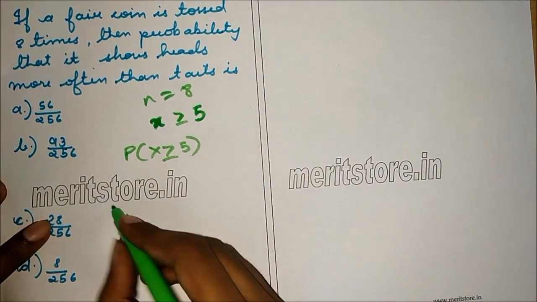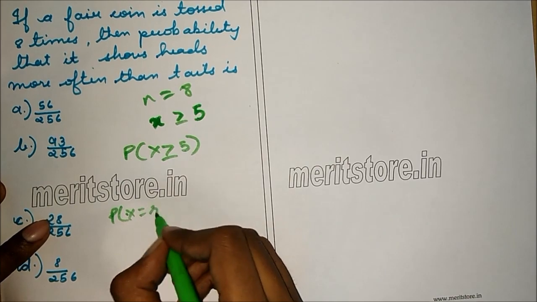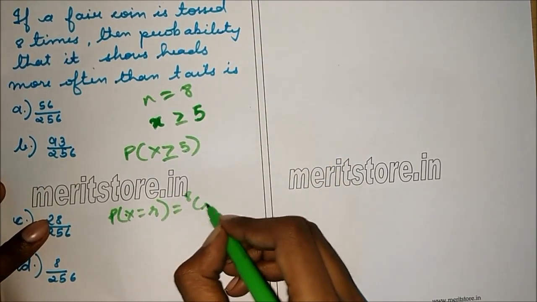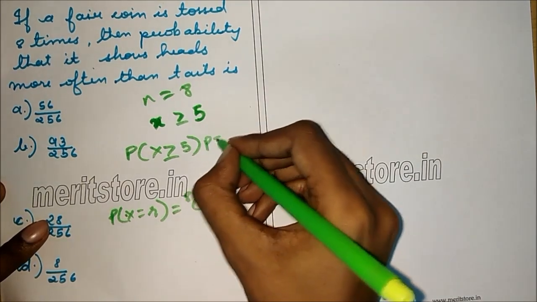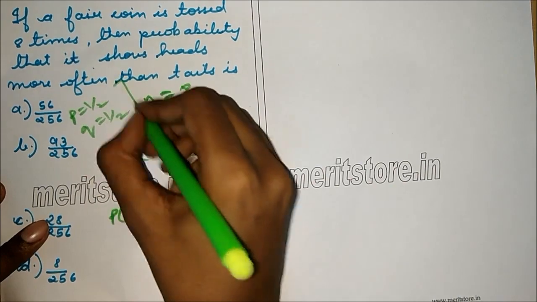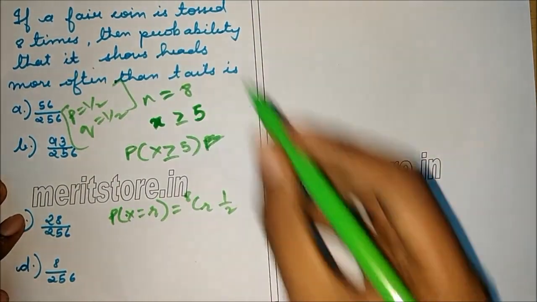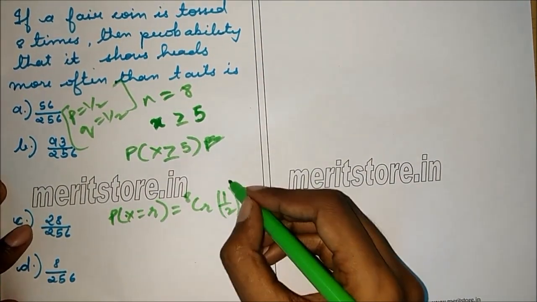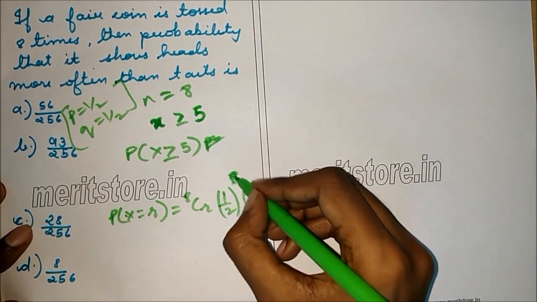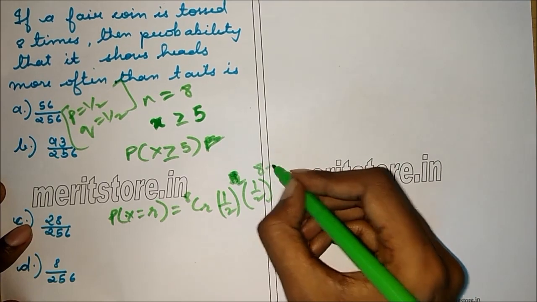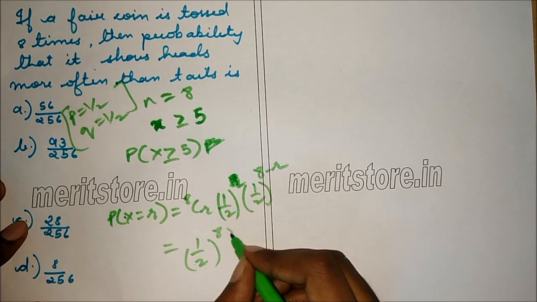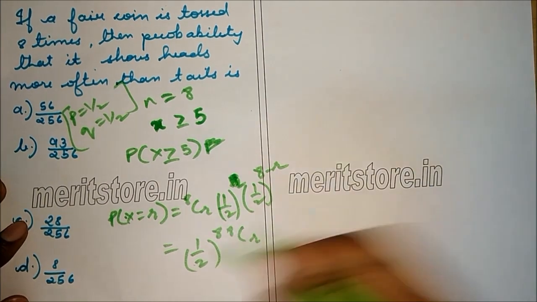So first we write the general formula. P of x equals R will be, for a coin toss, NCR, that is 8CR, P is half and Q is half for a fair coin toss. So half raised to R, half raised to 8 minus R. So this will be half raised to 8 into 8CR. This is the general form.